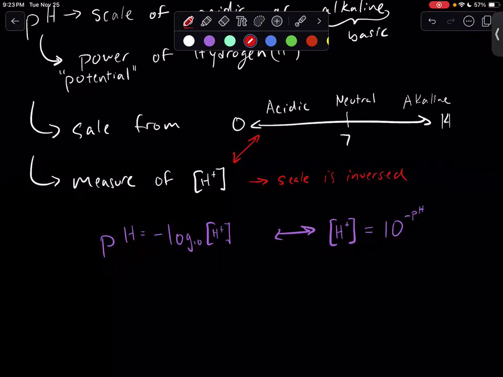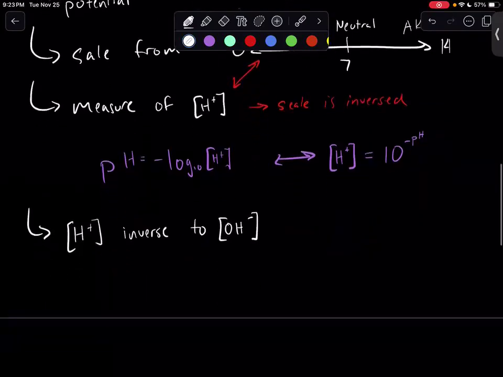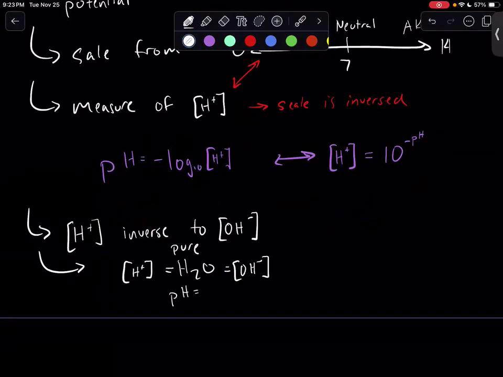Furthermore, one final addition to this is that when we think about H plus, what we're going to realize is H plus is inverse to OH minus concentration. And we're going to prove that a little later. But when we think of something like water, H2O, H2O has equivalent concentrations of H plus and OH minus. And that's pure water with a pH of 7. Those values are exactly identical.